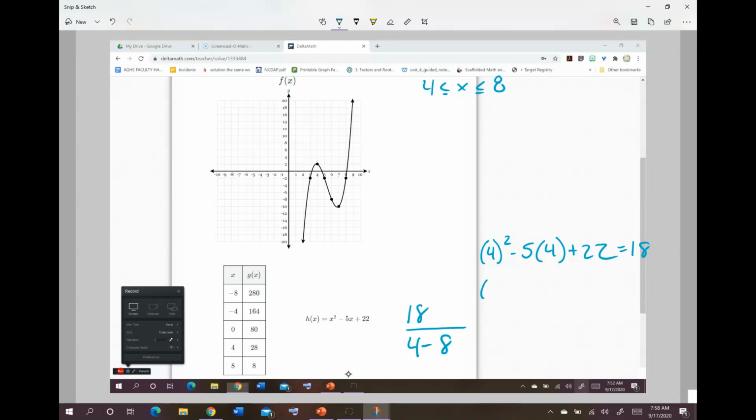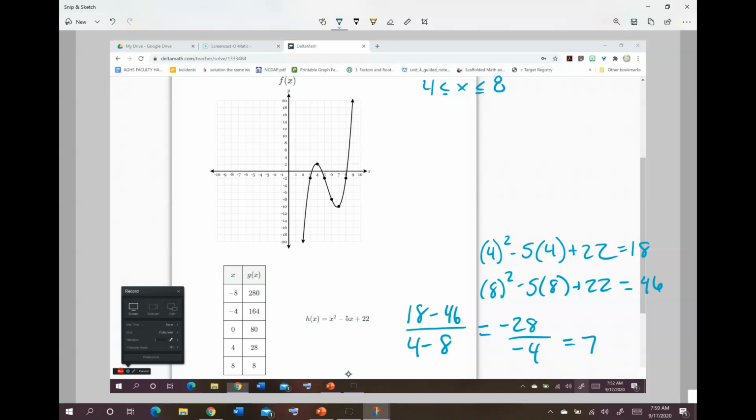Now we're going to do 8. We're going to replace all our x's with 8. Okay, and I get it to be 46. Okay, so 18 minus 46 is going to be negative 28, and then 4 minus 8 is going to be negative 4, and 28 divided by 4 is 7. Okay, so that average rate of change is 7.